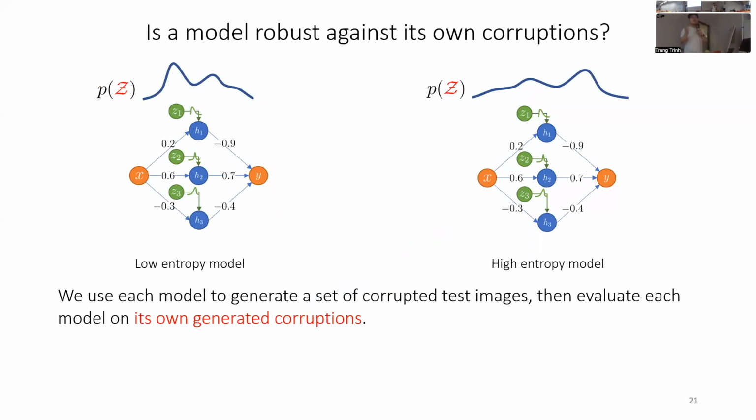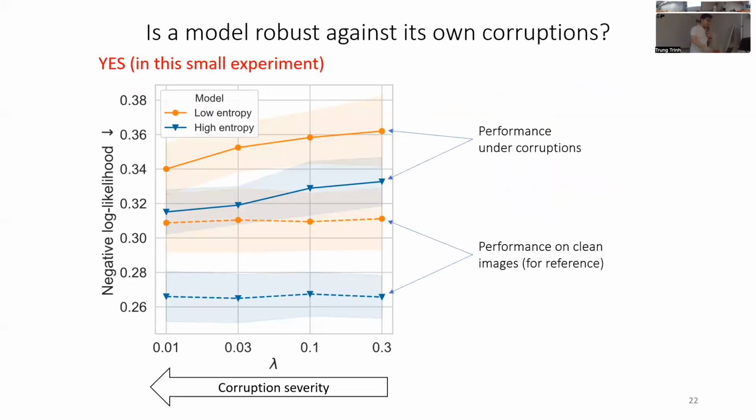We also ask ourselves whether each model is actually robust against its own corruption, because we have presented before a method that can visualize the corruption mask from the latent distribution. To answer that question, we use each model to generate a set of corrupted test images and then evaluate each model on its own generated corruptions. In this small experiment, the answer is yes, because we can see that the performance under corruption is only slightly worse than the performance on clean images. So the degradation is not much, and we conclude that each model here is robust against its own corruption.